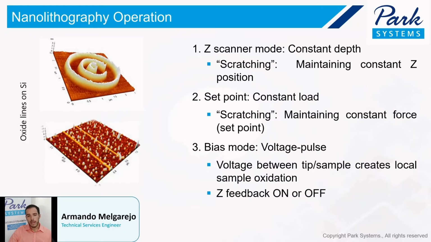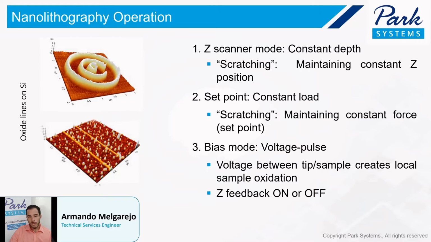But in the SmartLitho, we're going to classify our operation into three processes. The first one is called C-scanner mode, which depends on maintaining a constant depth or constant height. This is very useful for nanomanipulation. We also have set point, where the main difference between the first one and the second one is that in the second one you control the amount of force you're going to be applying to the sample. And the last one is bias mode, which depends on the amount of voltage you're going to be applying to create the oxide patterns. If you look above me on your left side, you will see some examples of anodic oxidation over a silicon wafer.